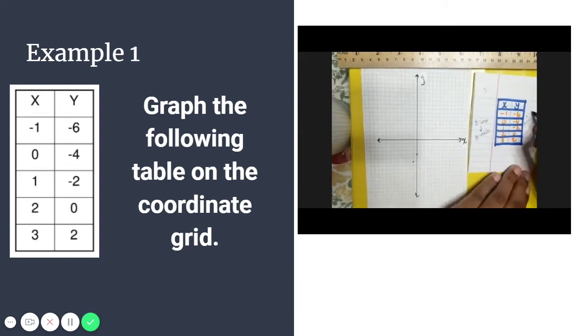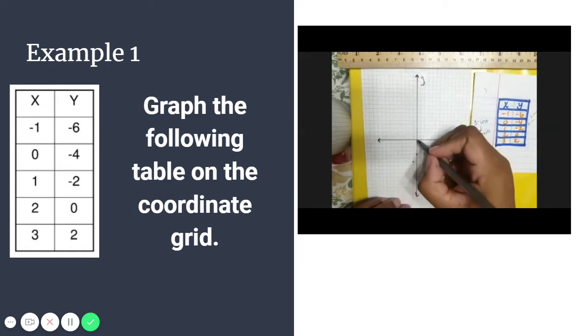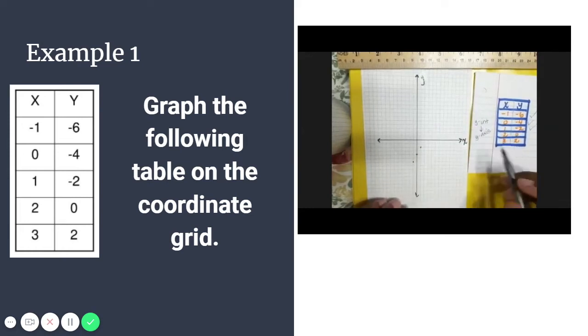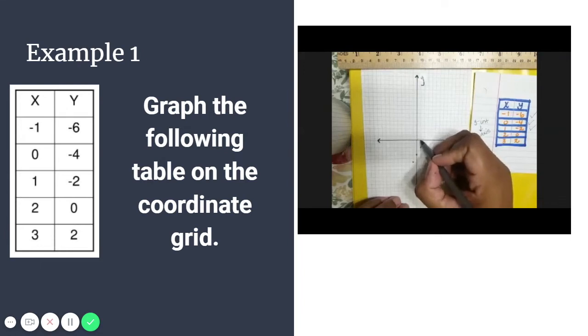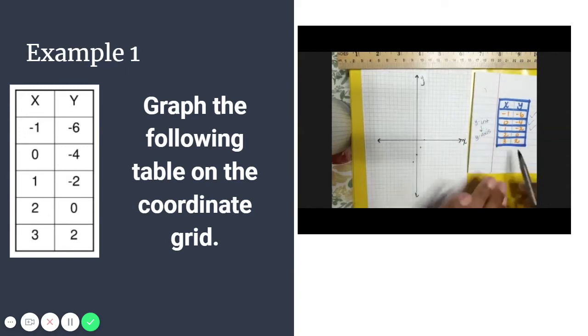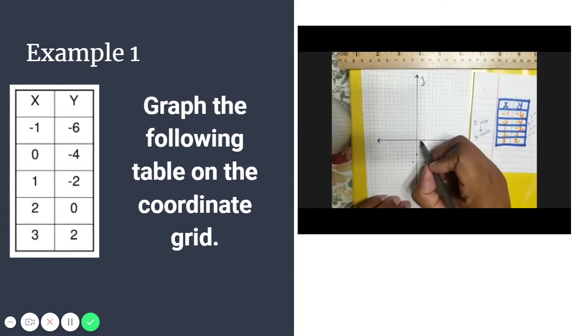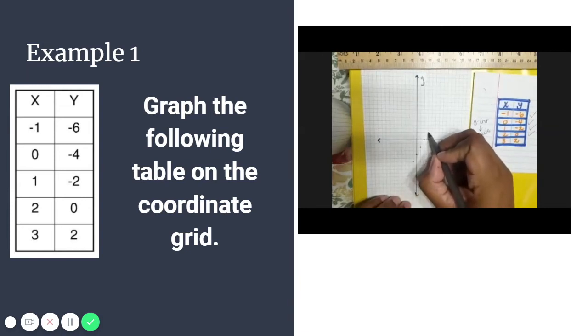All right. I'm going to plot my next one. 1, negative 2. Start here. I'm going to go to 1, go down 1, 2. The next one I have here is 2, 0. So I'm going to start here. I'm going to go to 2, and then it says 0, so I'm not going to go up or down. I'm going to plot right there. And then the next point is 3, 2. So I'm going to go right 3, 1, 2, 3, and up 1, 2.